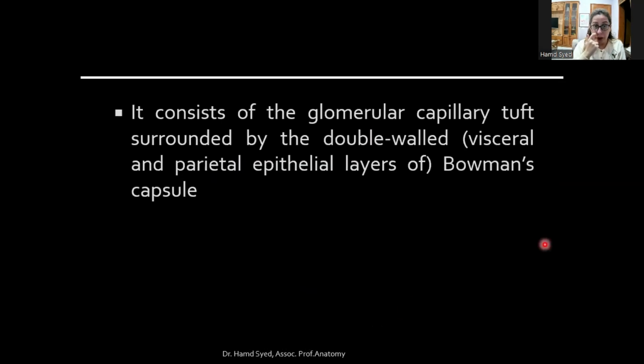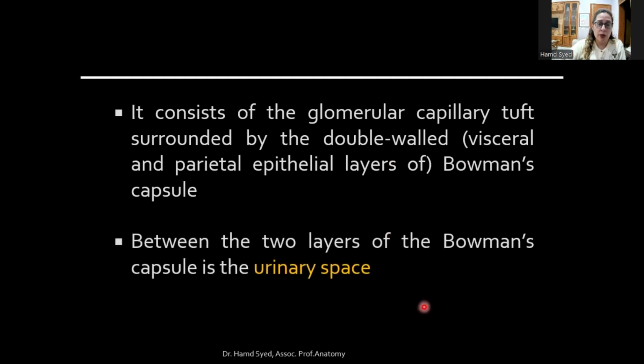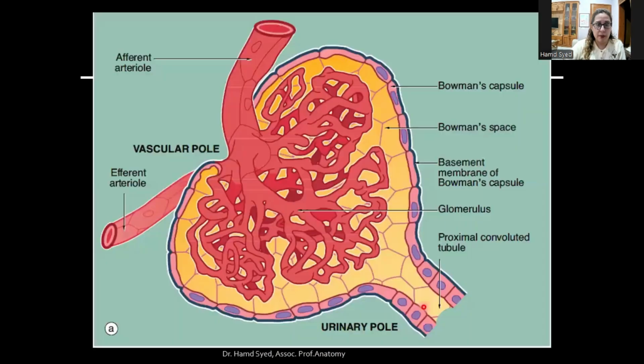Now, the renal corpuscle consists of a tuft of glomerular capillaries, which are surrounded by a double-layered Bowman's capsule. So there are two layers of Bowman's capsule. The inner one is the visceral layer, and the outer is the parietal epithelial layer. And between these two layers is the space which is known as the urinary or the Bowman's space.